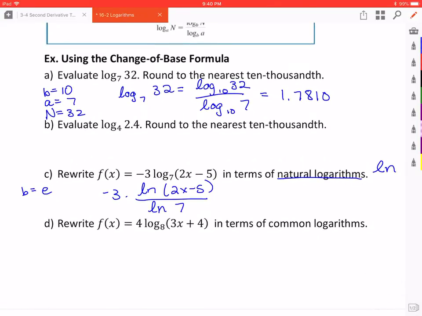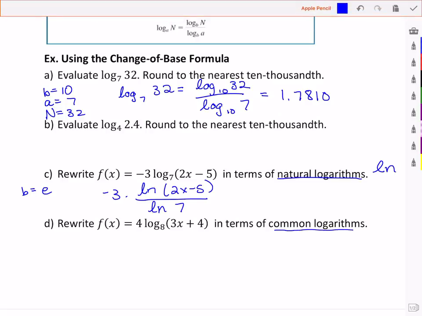Here, I kind of fumbled on that one, so let's do this one as well. Rewrite f of x is equal to 4 log 8 of 3x plus 4 in terms of the common log. So because it's the common log, that's like what we had before. Our b would be equal to 10. So I'm going to say 4 times the log of 3x plus 4, and it does have a base of 10, but we don't have to write that, over log of 8. So that would be our answer right there.